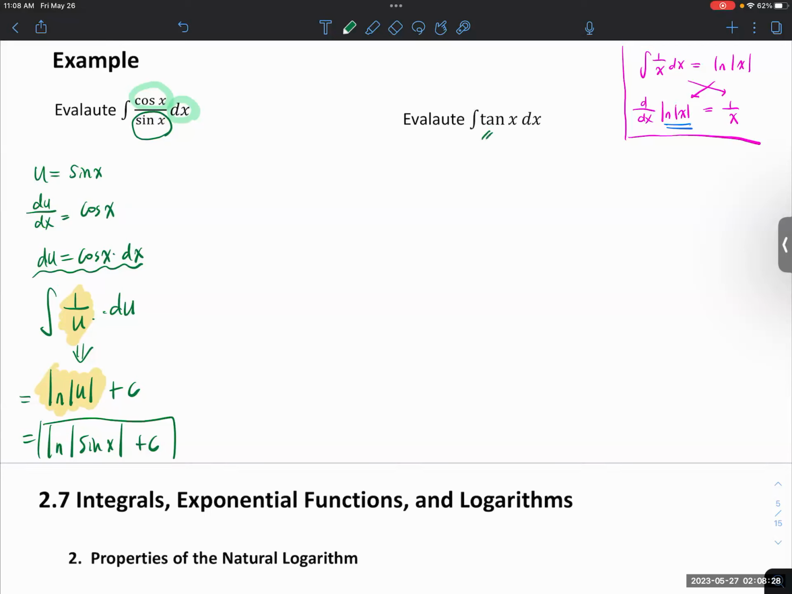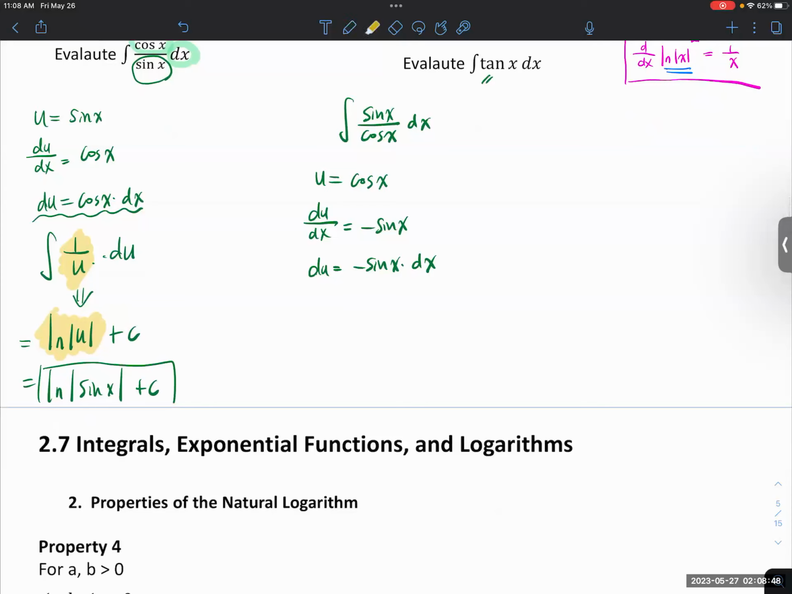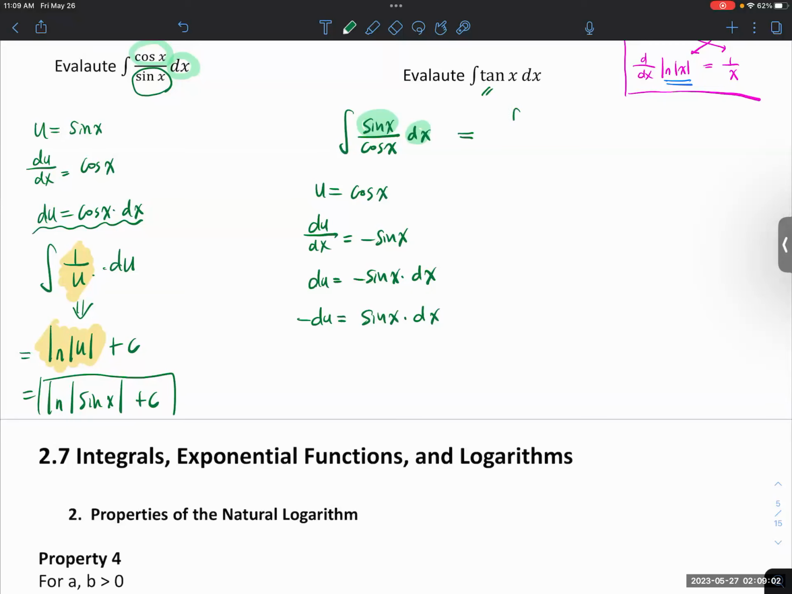Tangent is the same as what? Sine x over cosine x dx. Again, you're going to set up the denominator as u. So du over dx is negative sine x. So du will be negative sine x dx. We need positive sine x dx. I'm going to divide both sides by negative. So positive sine x dx will be negative du. So what happened? This will be integral 1 over u, and then sine x dx will be negative du.